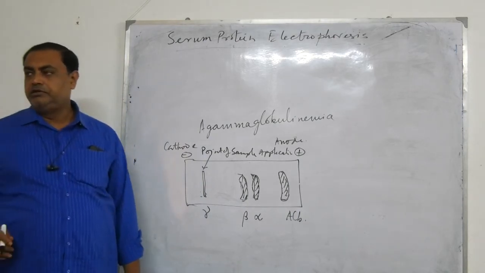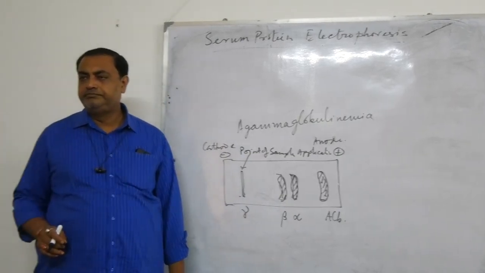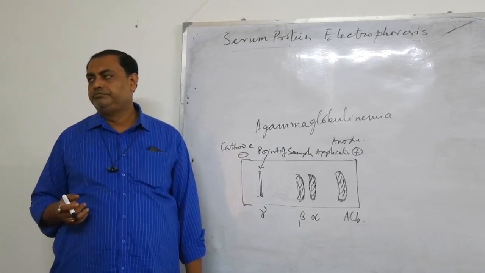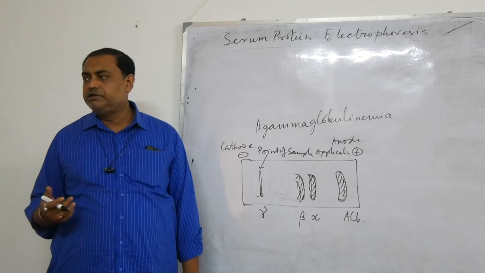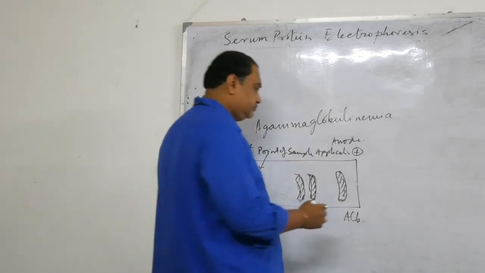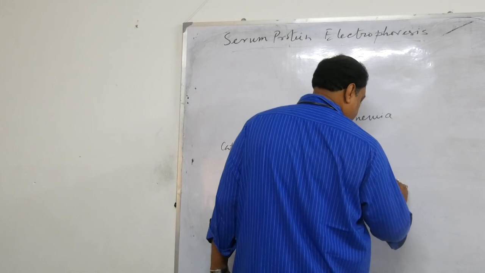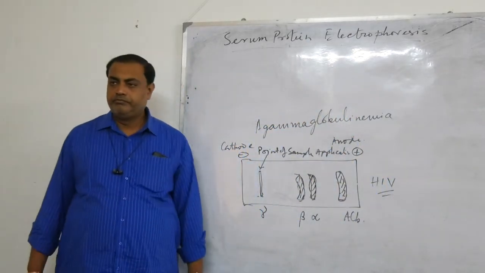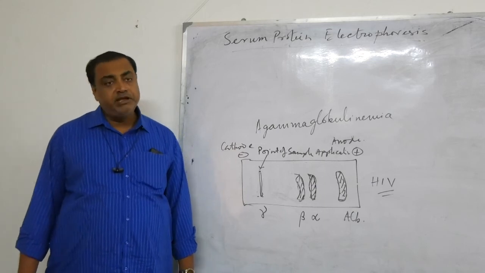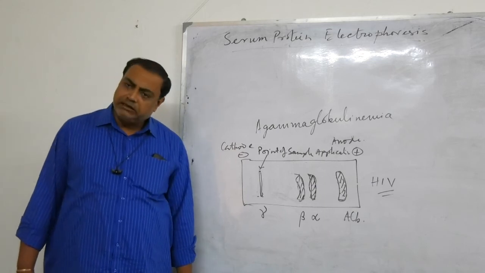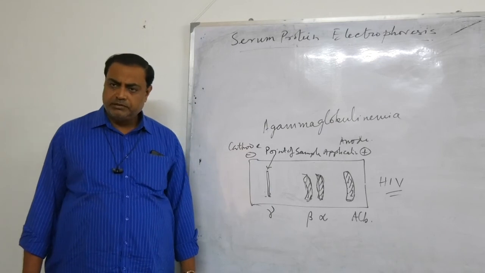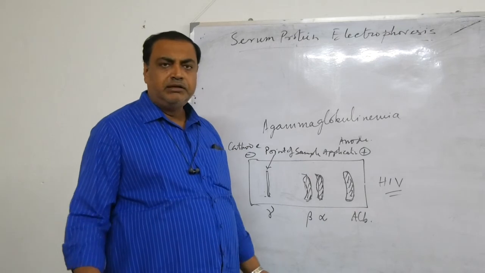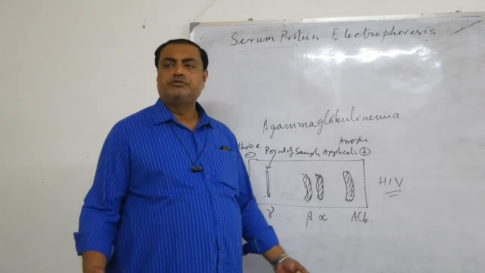What will be a possible disease as it will get? Gamma globulin is not being produced. Low immunity. What disease? HIV infection can be a cause of agammaglobulinemia. There are other causes also. Familial agammaglobulinemia. By nature, by birth, the individual is unable to produce gamma globulin much.